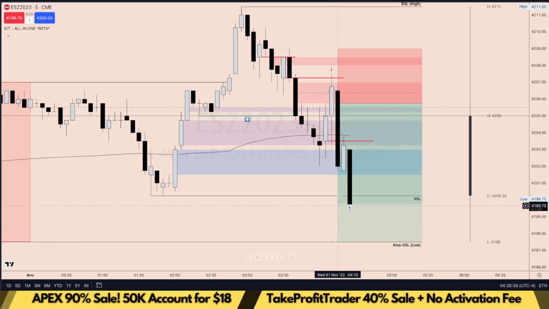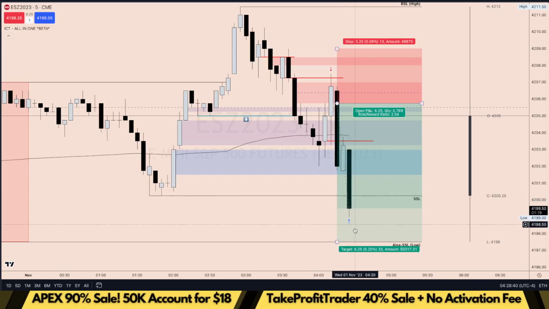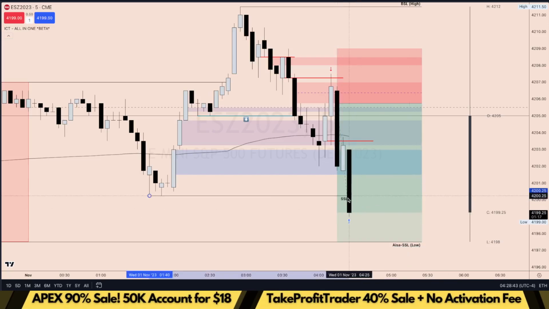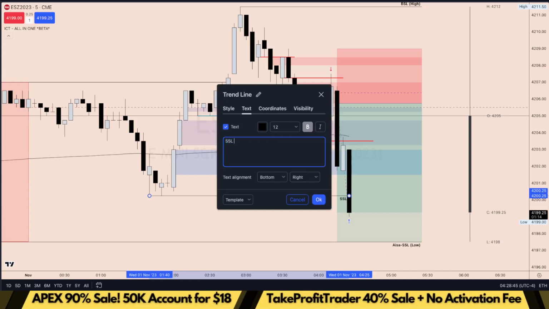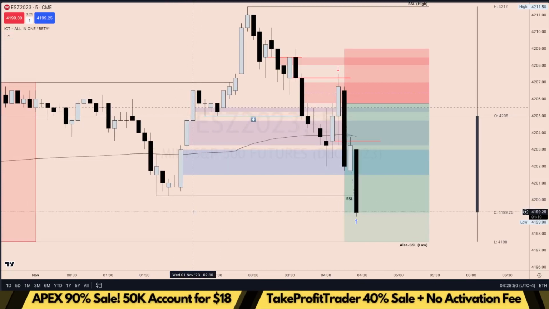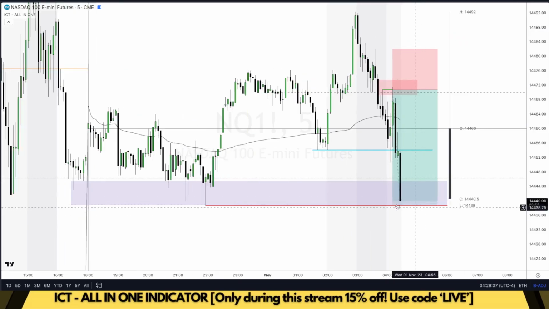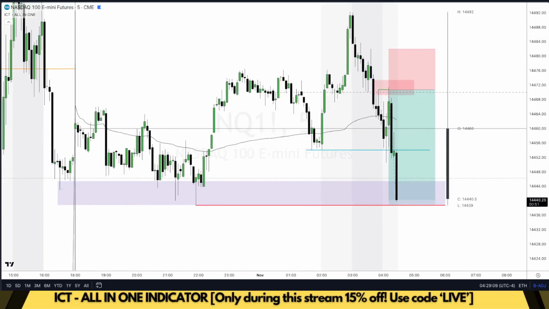Let's see, now is likely the time where we simply continue to drop, but I'm fine with that. We took the sell side. We now have the Asian session low. Let's see if NQ has already taken that low. No, but it's about to. Same setup.